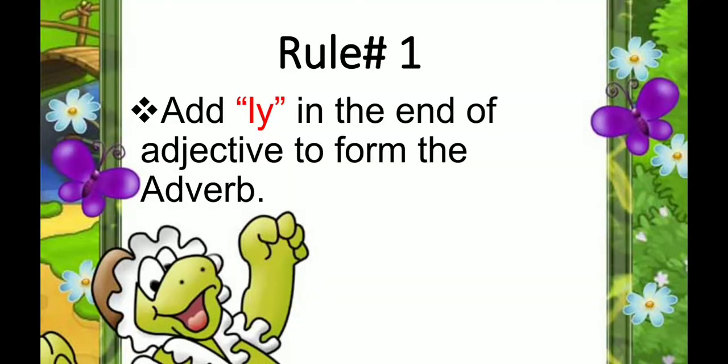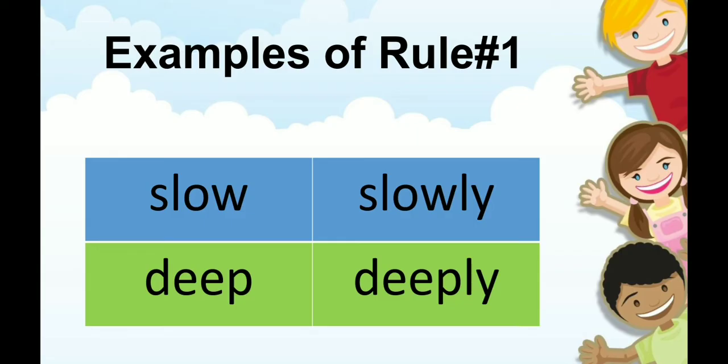Let's see some rules to convert the adjectives into adverbs. Here is rule number 1. Add ly in the end of the adjective to form the adverb. It's very simple. All you have to do is to add ly, okay, to form the adverb. Let's see some examples of rule number 1.